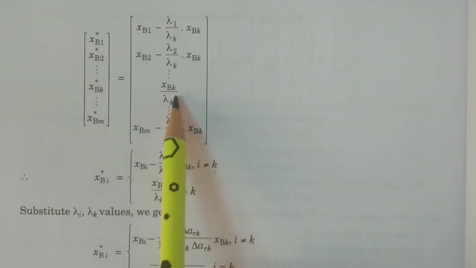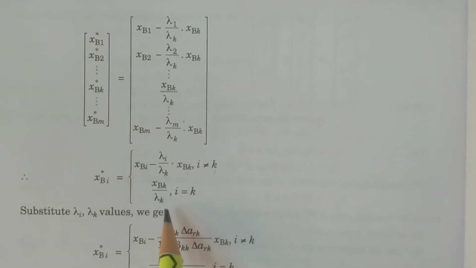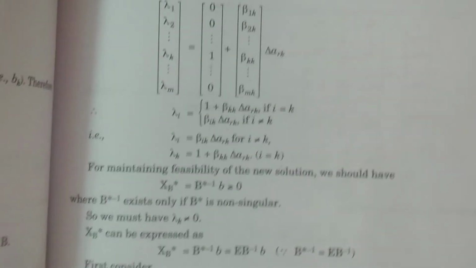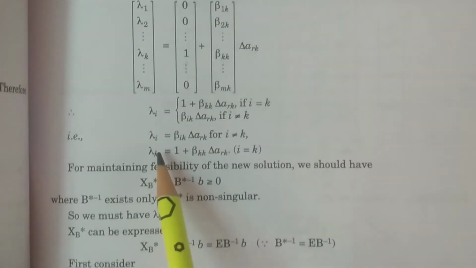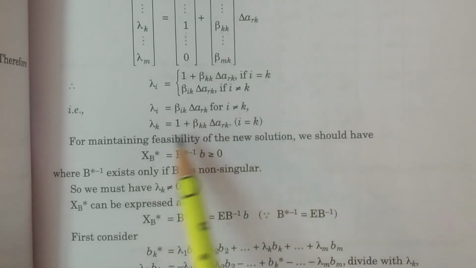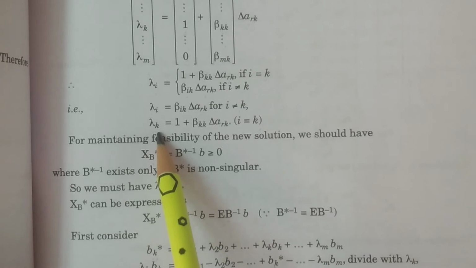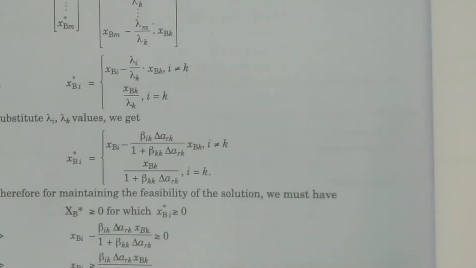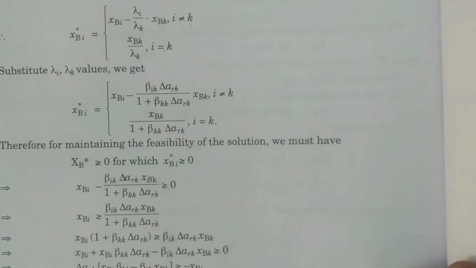And for i equal to k, xbk by lambda k, where i is equal to k. Now you substitute the values of lambda i and lambda k, which we have already calculated. Lambda i is beta ik delta rk for i not equal to k. Lambda k, for i equal to k, is 1 plus beta kk delta rk. You substitute these values here, and then you will get the linear combination of lambda i and lambda k.